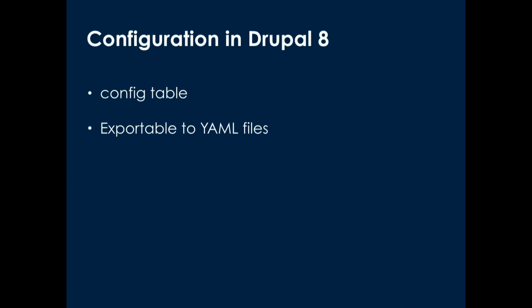Okay. So in Drupal 8, there is a standardized way of doing configuration, and everything is stored in the config table instead of in a variety of tables that the module defines. The modules define the schema that they want to use, and then that data is always stored in the config table. And the configuration is exportable to YAML files for deploying between environments.